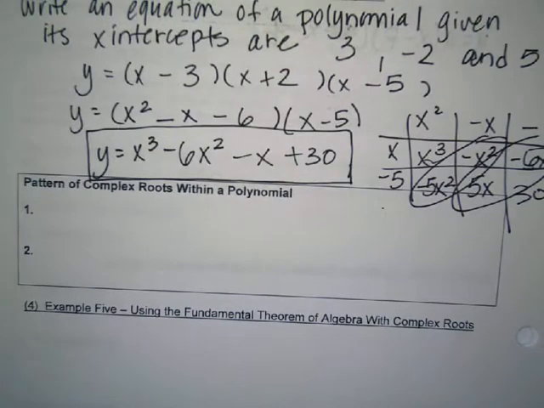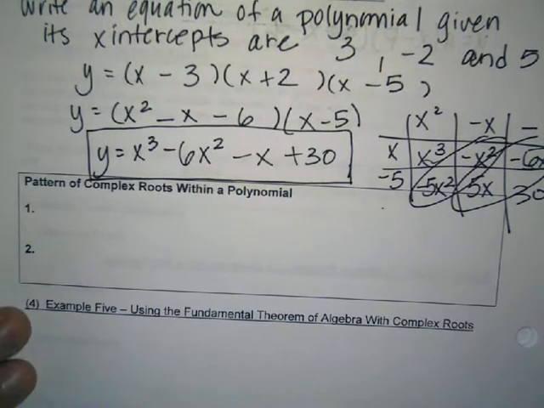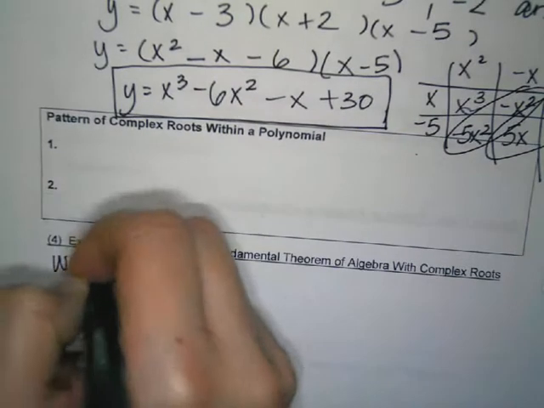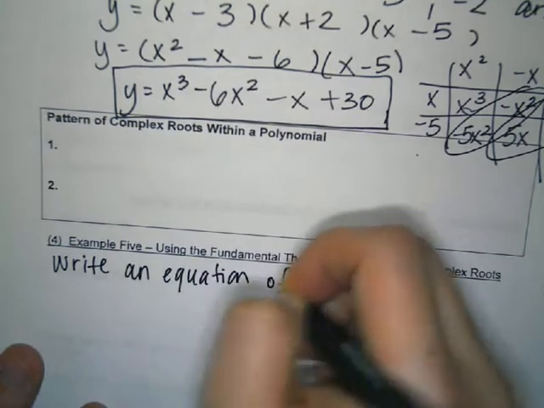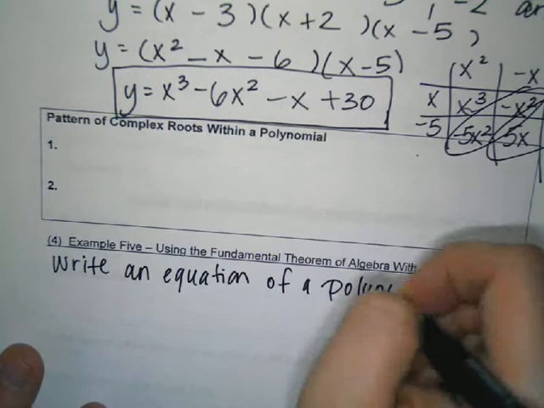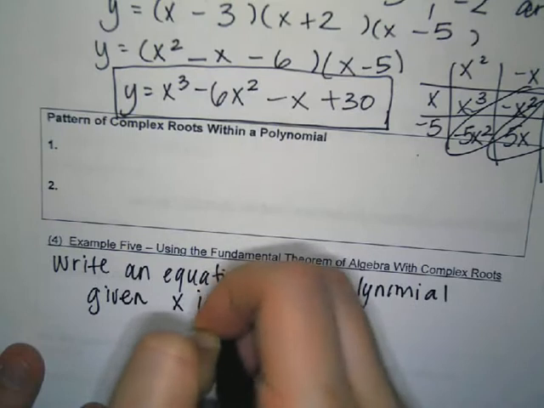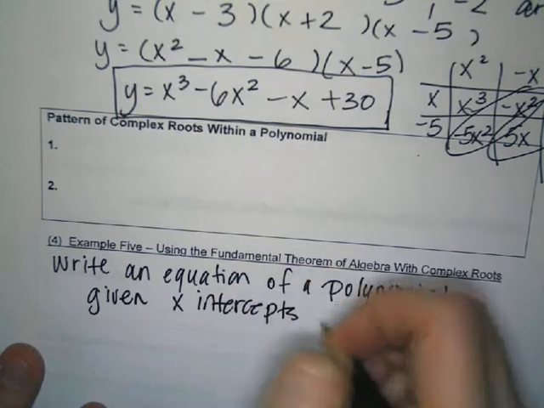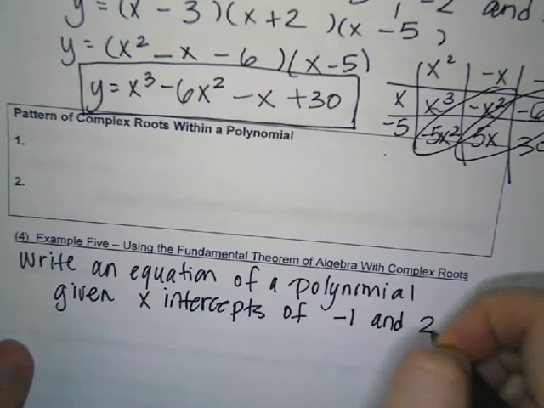So the pattern of complex roots within a polynomial, and maybe before we actually write these steps out, I'll give you the example so that you can see an example that would use this pattern first. So the example would be written the same way. Write an equation of a polynomial given x-intercepts of negative 1 and 2 plus or minus 3i.